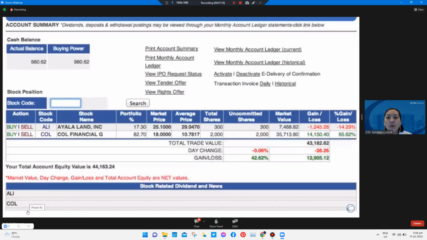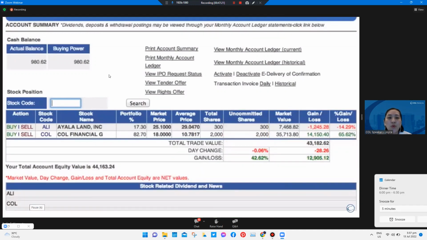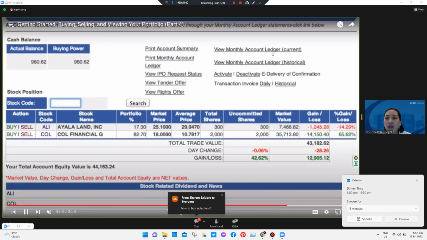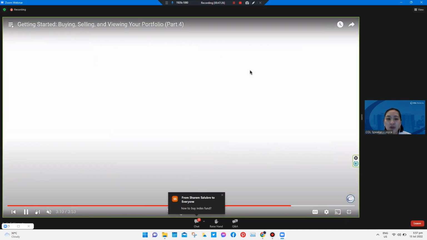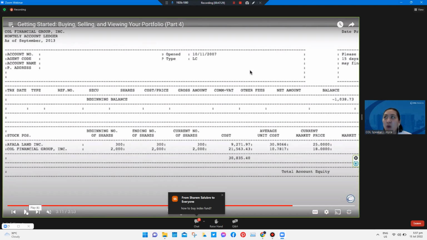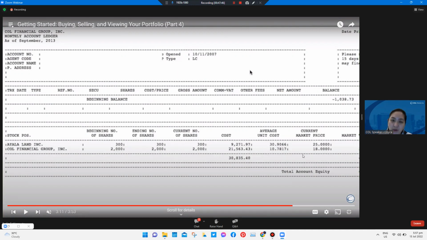One more thing, I want you to take a look at your view monthly account ledger. Should you want something like a bank statement that records all your transactions, just click on the view monthly account ledger, and here you will have this. I would recommend that you print this out every end of the month, because this will be your historical transaction record. Every buying, every selling, every deposit, every withdrawal that you have will be written here. This is like your bank statement for your COL account.